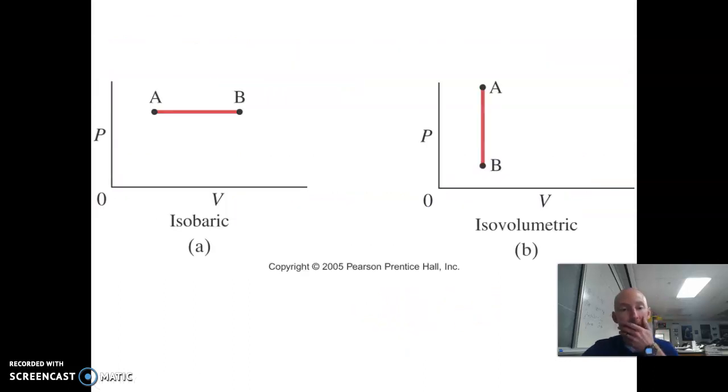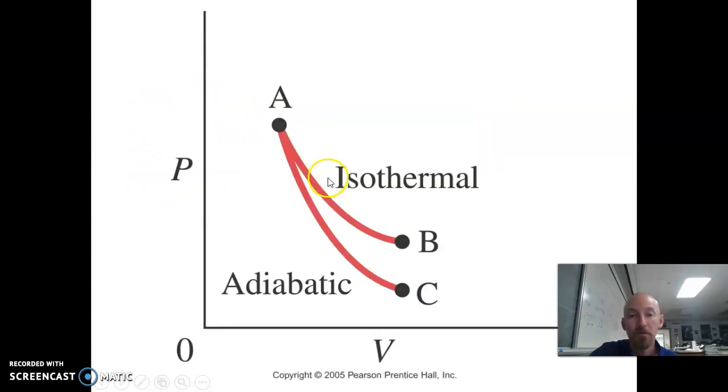Now here are some examples. So isobaric, you have that flat line because pressure doesn't change. Isovolumetric is where your volume doesn't change. So these are the easy ones. Here work is 0 because there is no area under the curve. Here you can calculate work and it will be that square shape. Here's an isotherm. So this is an isothermal process from A to B or B to A. And all the temperatures along this curve are the same. And this is called adiabatic. And it will end up at a lower temperature than an isotherm.